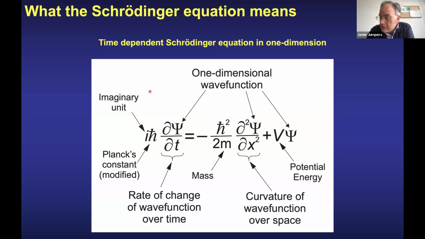So I'm going to start with a very, very simple problem, just a one-dimensional problem. And that's the shape of the Schrödinger equation in a one-dimensional system.